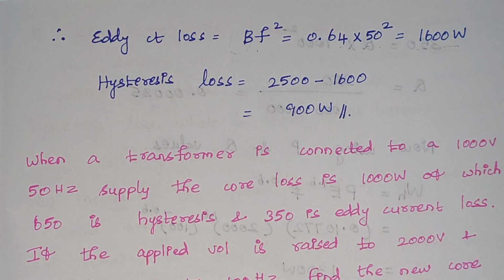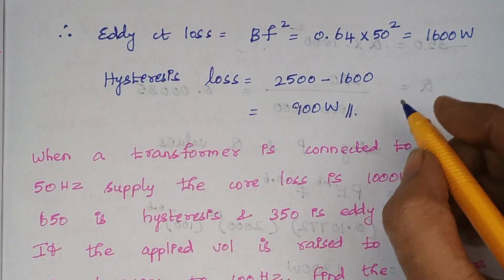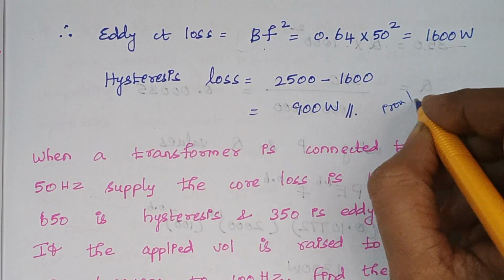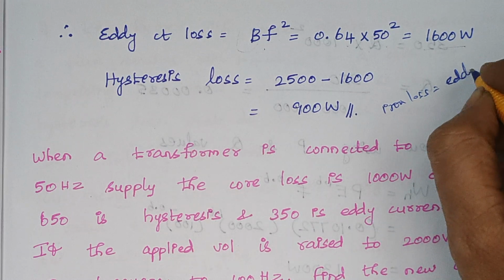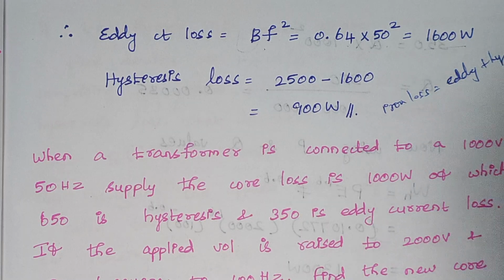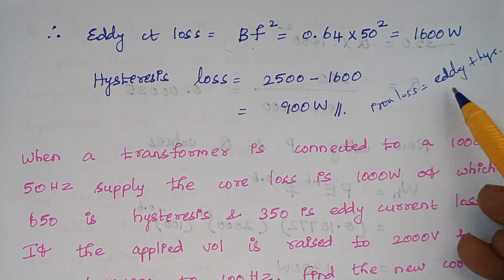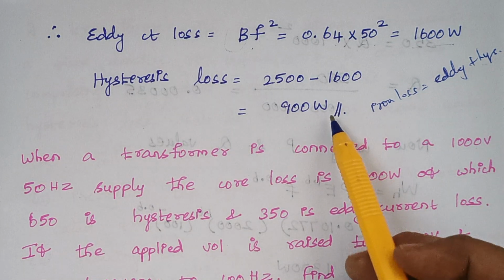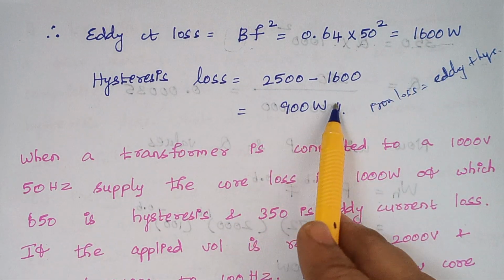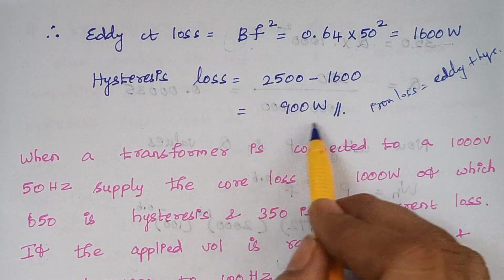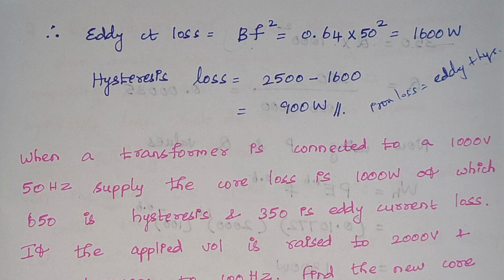So we are finding hysteresis loss too. Hysteresis loss, that is, we all know, right? The core loss or iron loss is nothing but the summation of eddy current loss plus hysteresis loss. So I need hysteresis loss, which is nothing but iron loss minus eddy current loss. The iron loss at 50 Hz frequency is 2500 and the eddy current loss is 1600. So finally we end up with the answer as 900 watts. Right, that's it. We proceed with our next problem.